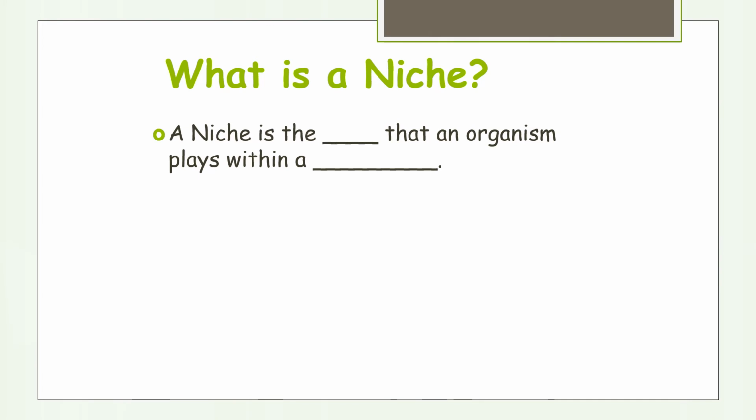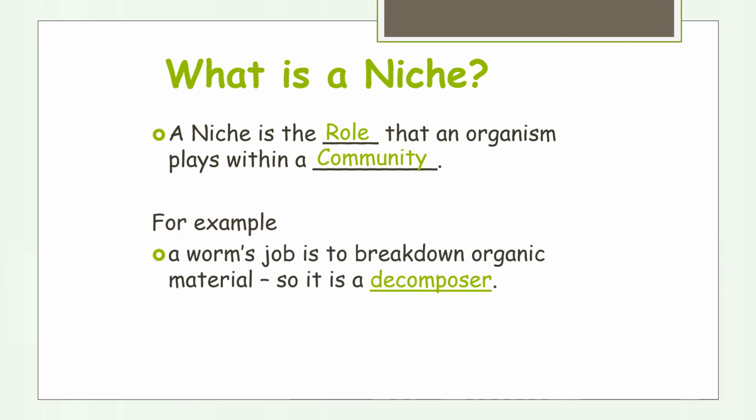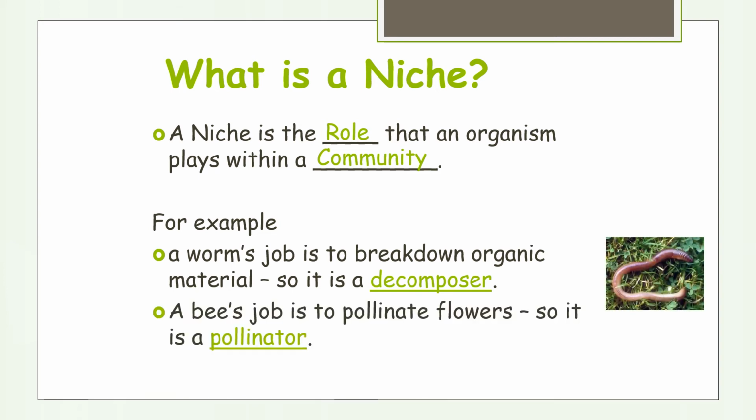So try to pause the video and fill out the blanks before I go over the answers. The answers are that a niche is the role that an organism plays within a community. So for example, a worm's job is to break down organic material, so it's a decomposer. So the worm's niche would be that it's a decomposer.